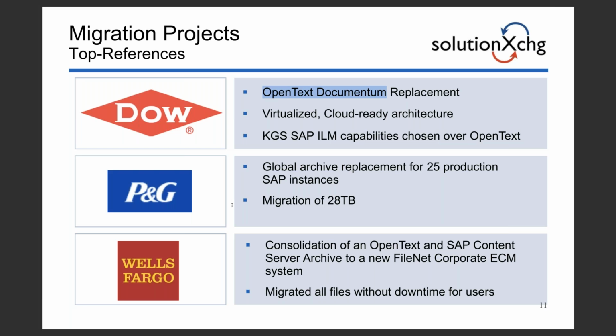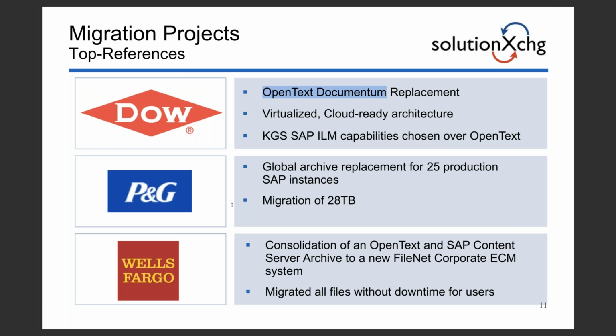Procter & Gamble also uses the KGS viewer component worldwide to access documents, and it uses it in its latest variation, which is an HTML5 based viewer that has completely eliminated any dependency on front-end Java components. Then we use the migration tool also for Wells Fargo.